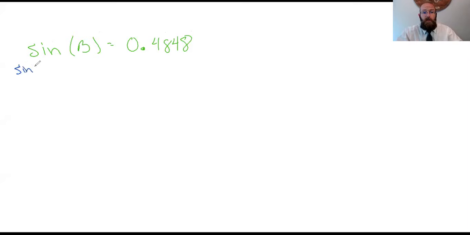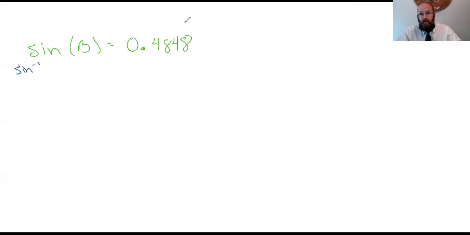All right, so the first problem that we're going to do, I wrote it down over here, is going to be sine of b equals 0.4848. So the first thing we need to do with this is solve it for b, right? On the left side, I need to bring inverse sine.